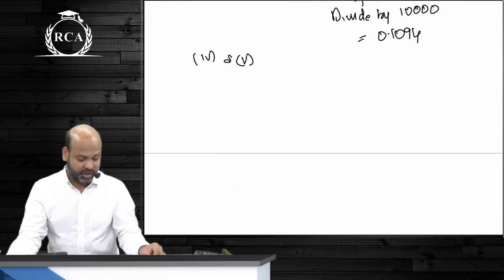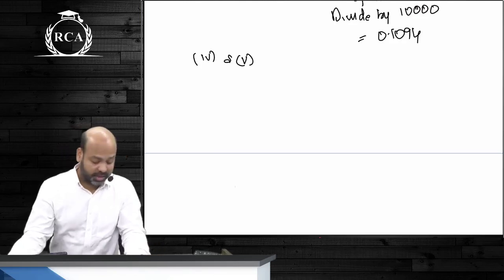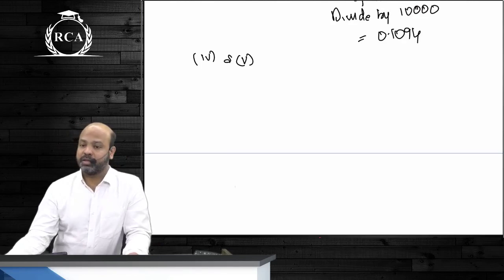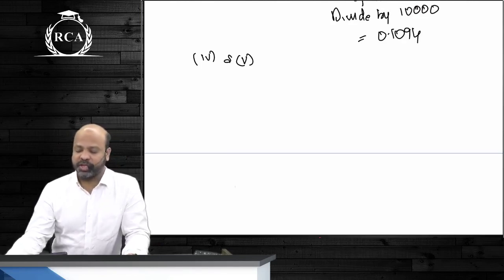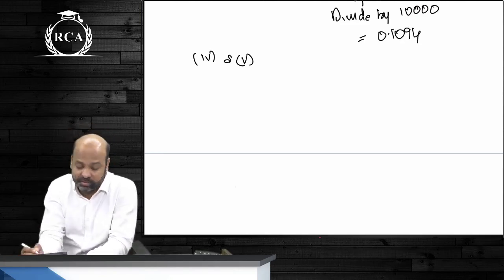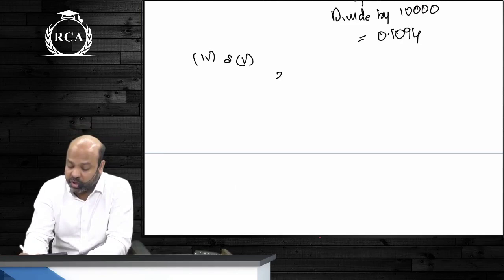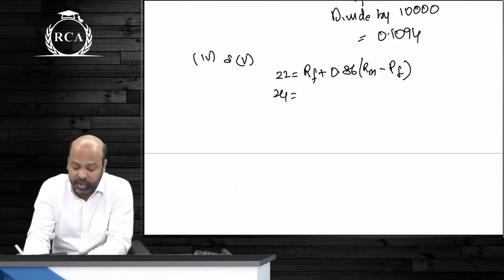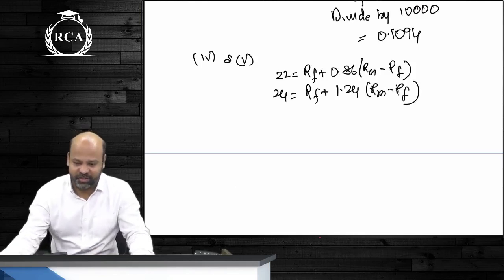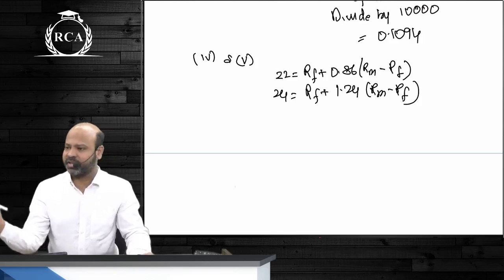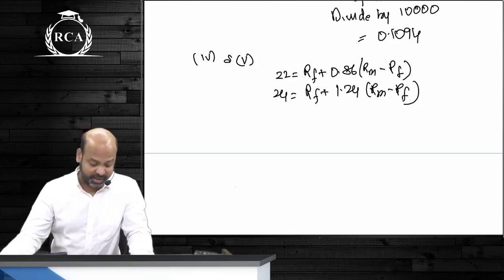So guys, pay attention, beta. The fourth and fifth bits are asking us to compute the risk-free return and market return. We have to assume that the securities are correctly priced and form equations. I'm not writing the final answers, I'm just telling you, beta: here you will write 22% is equal to RF plus 0.86 into RM minus RF. 24% is equal to RF plus 1.24 into RM minus RF. These are the equations that you will solve, guys, and you will get the values of RM and RF. You just write like this and leave it.